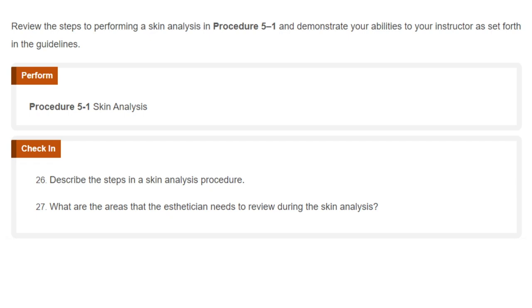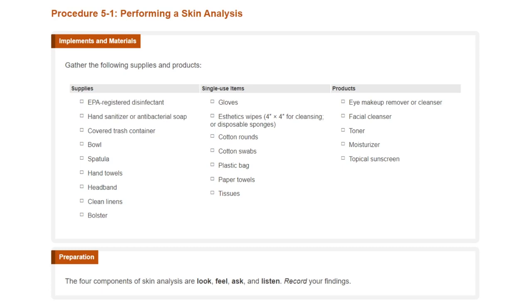Perform. Procedure 5-1 Skin Analysis. Check in. Describe the steps in a skin analysis procedure. What are the areas that the esthetician needs to review during the skin analysis? Procedure 5-1, Performing a skin analysis.